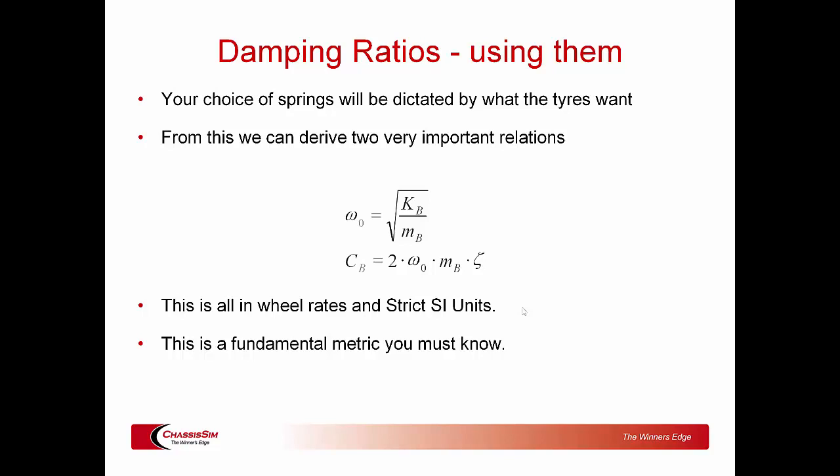Your wheel rates in spring and dampers, and these are your two major currencies you'll be using. The natural frequency, which will be in radians per second, and your damping rate, which you can make as a function of damping ratio. It's something very, very powerful, ladies and gentlemen.